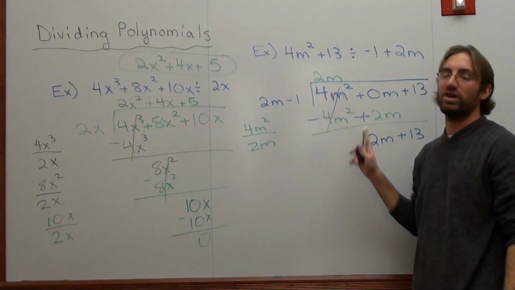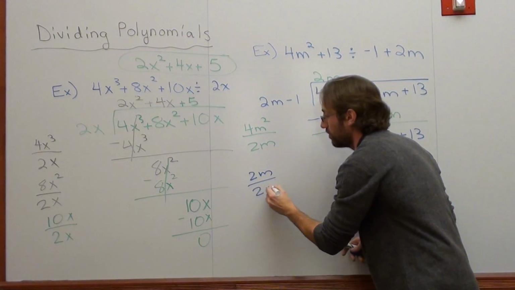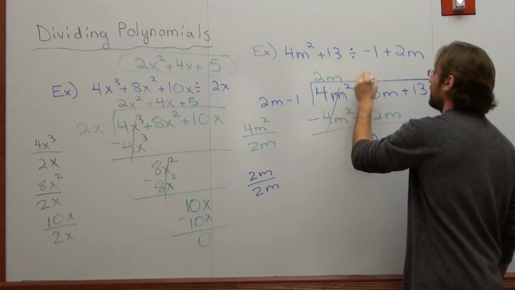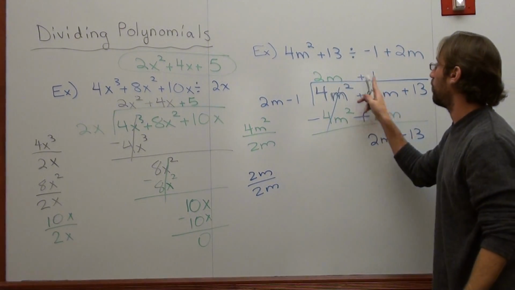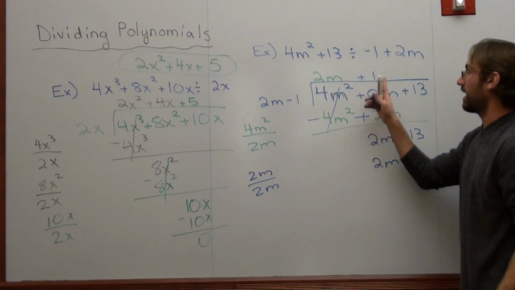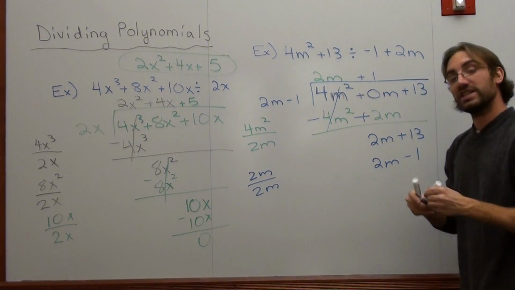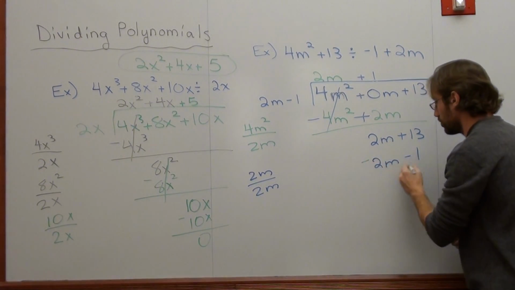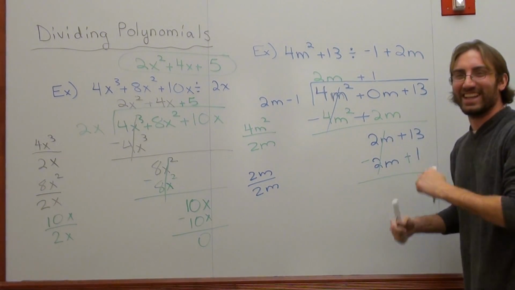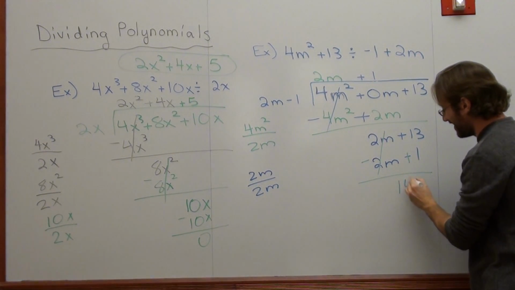Now you want to figure out how many 2m's fit into 2m. You take 2m over 2m. It's not 0. 2m divided by 2m is positive 1. So you put that there, plus 1. And you've got 1 times 2m, which is 2m. You've got 1 times negative 1, which is negative 1. Switch the signs. No more monkeys jumping on the bed. And then you've got 13 plus 1, which is 14.